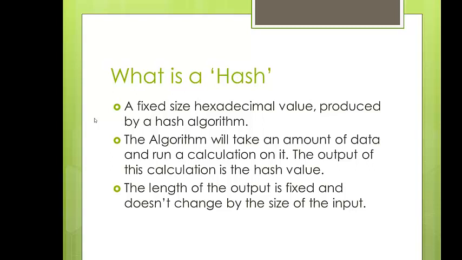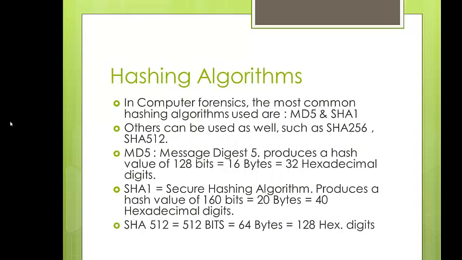The kind of algorithms that we use in hashing are the MD5 algorithm and the SHA-1. These are the most used in computer forensics, and MD5, for example, stands for message digest, and the hash value that we're going to get is 128 bits, which is 32 hexadecimal digits. With SHA-1, we get a little longer value, which is 160 bits, that is 40 hexadecimal digits.